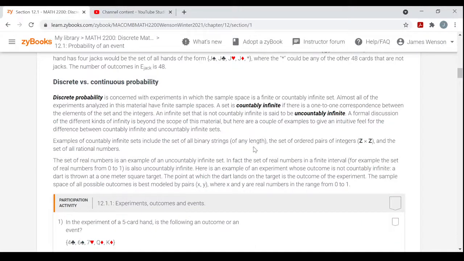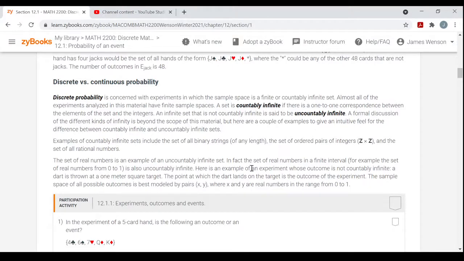So they give you examples of countably infinite sets. The set of all binary strings of any length is countably infinite. The set of ordered pairs of integers is countably infinite. The set of rational numbers, as I mentioned, is countably infinite. The set of real numbers is uncountably infinite. In fact, the set of real numbers in any interval, just the real numbers from 0 to 1, is uncountably infinite.